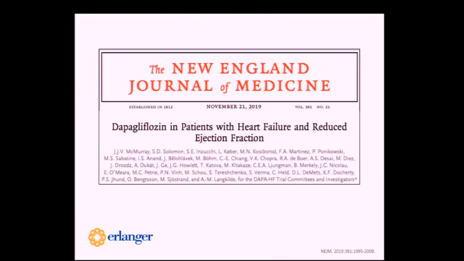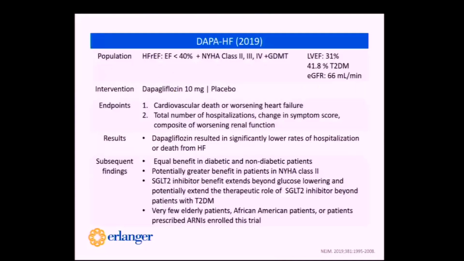It was entitled Dapagliflozin in Patients with Heart Failure and Reduced Ejection Fraction, again, in the New England Journal of Medicine. So this trial looked at patients with heart failure with reduced ejection fraction, so an EF less than 40, plus patients in the New York Heart Association functional class 2, 3, or 4, plus these patients should already be on GDMT at baseline. So of note, the average ejection fraction of these patients was about 31%.